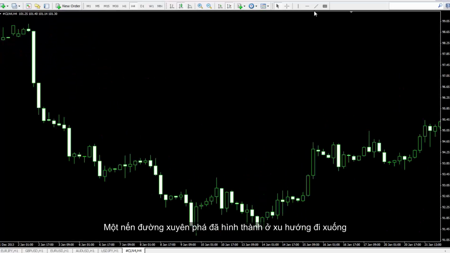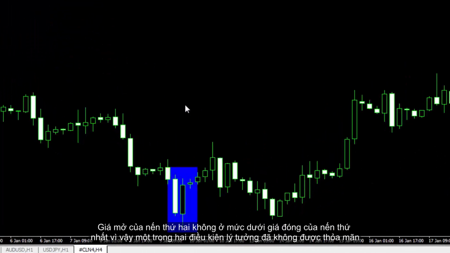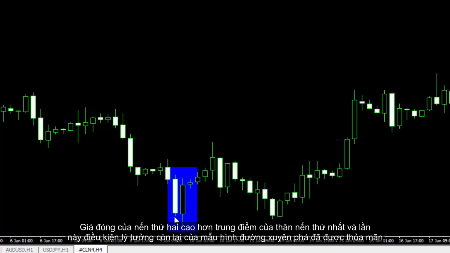A piercing line candle has formed in a downward trend. The open price of the second candle is not under the close price of the first candle, thus one of the ideal conditions is not fulfilled. The close price of the second candle is higher than the middle of the first candle body. Consequently, the other condition of an ideal piercing line pattern has been fulfilled.